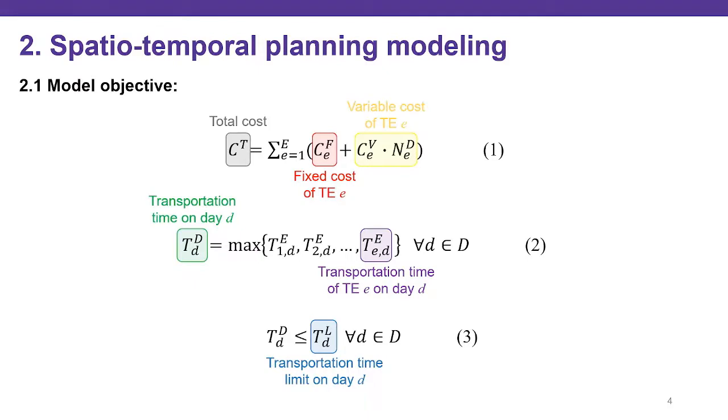The total cost of temporary elevators consists of fixed and variable costs. The fixed cost includes the installation and dismantlement costs of each temporary elevator. The variable cost includes the rental, maintenance, and personnel costs of each temporary elevator. The transportation time on one day is determined by the maximum transportation time among all temporary elevators, and the transportation time limit on one day is determined by the project team.